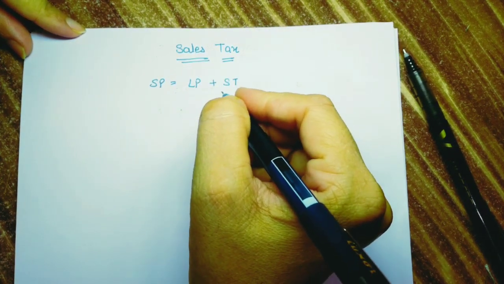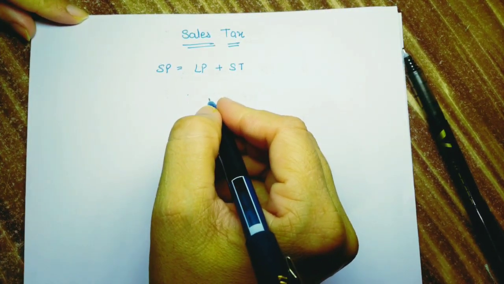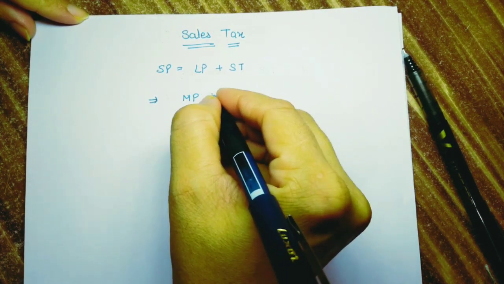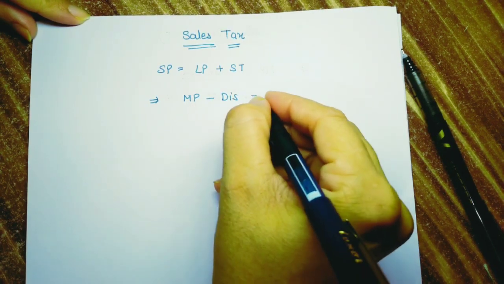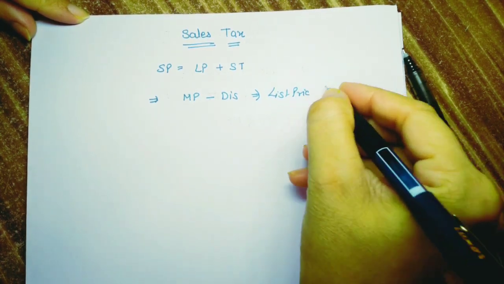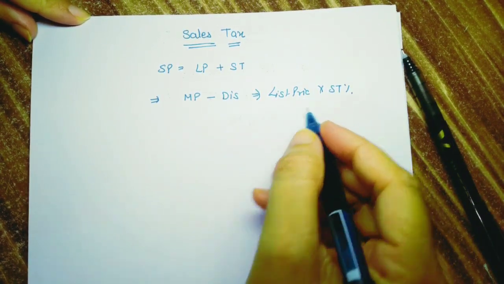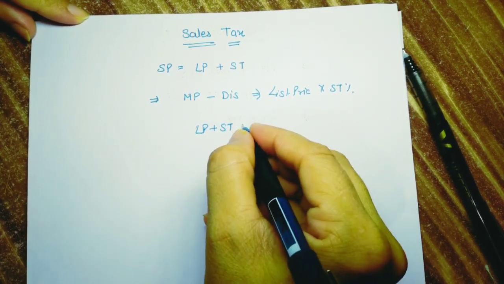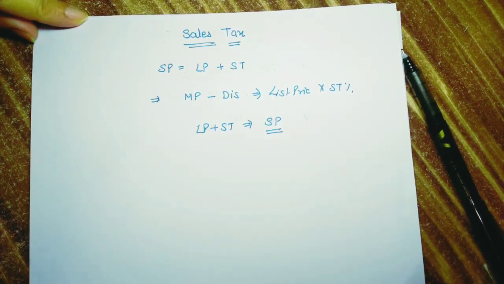So students, if along with the sales tax, the amount of discount is also given, then how do we find this? First of all, on the MP we will calculate the discount, then mark price minus discount. Afterward, whatever list price you get from here, on that list price you will calculate ST percentage, and then whatever sales tax amount you get, list price plus sales tax amount is the final selling price that you have to charge the customer.